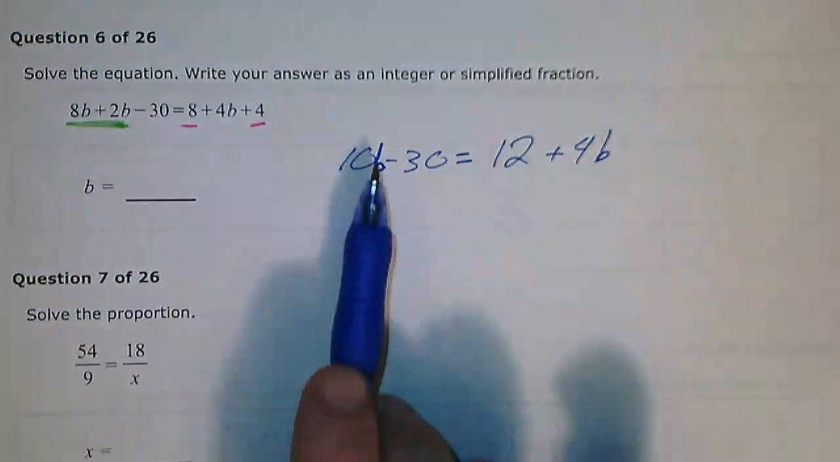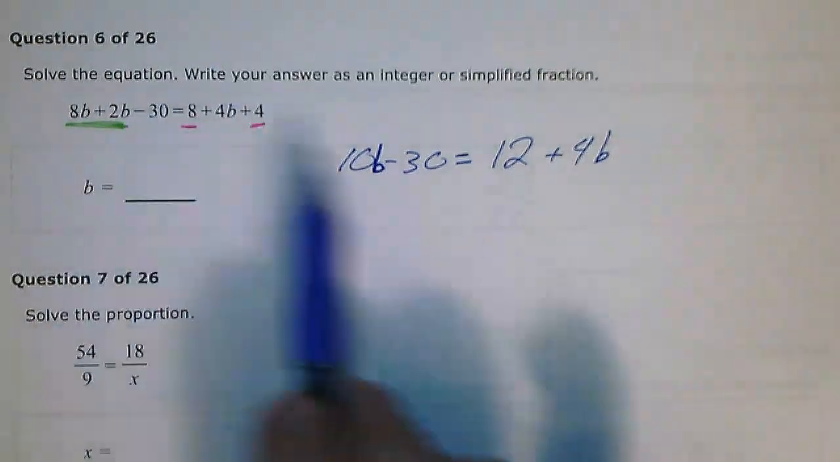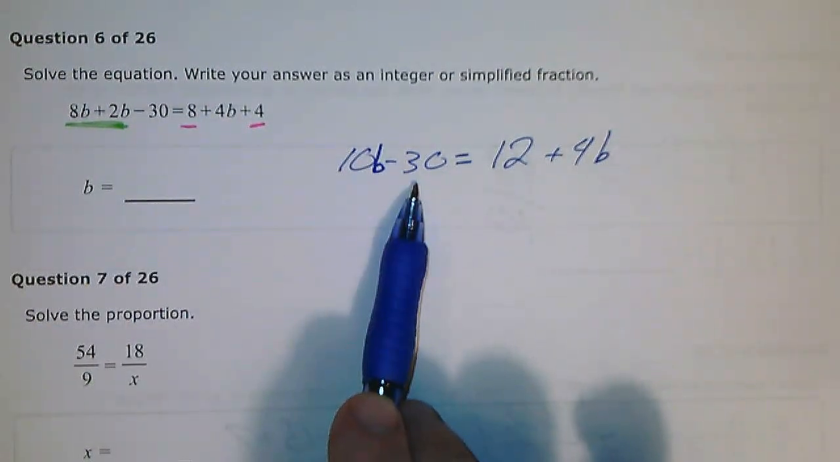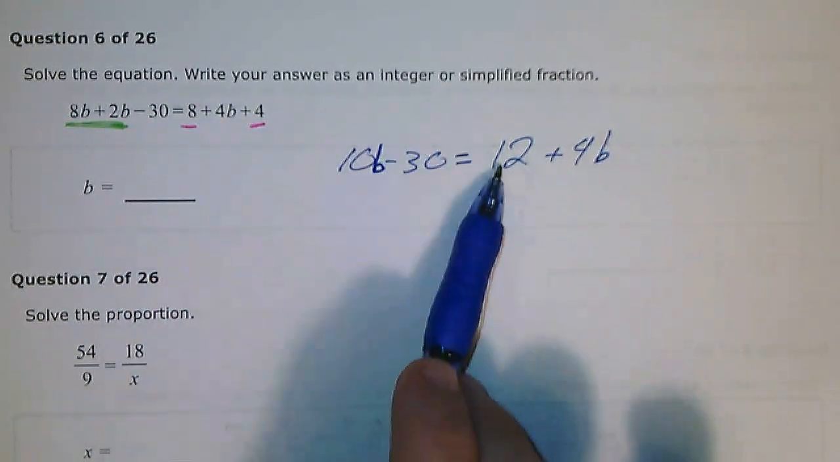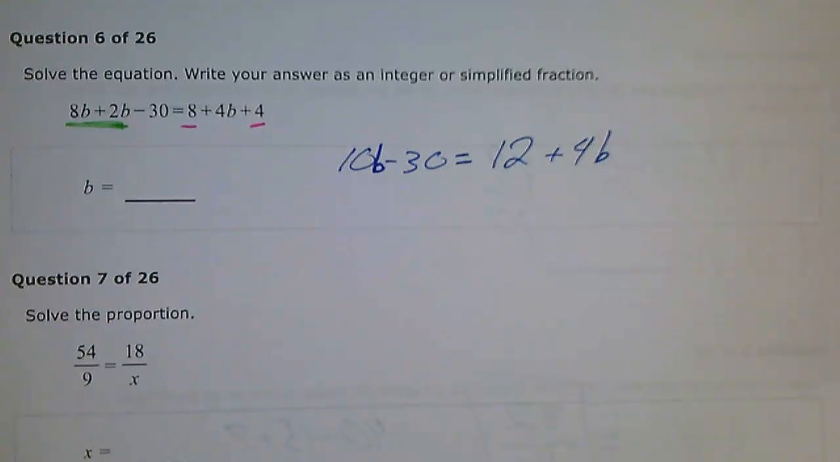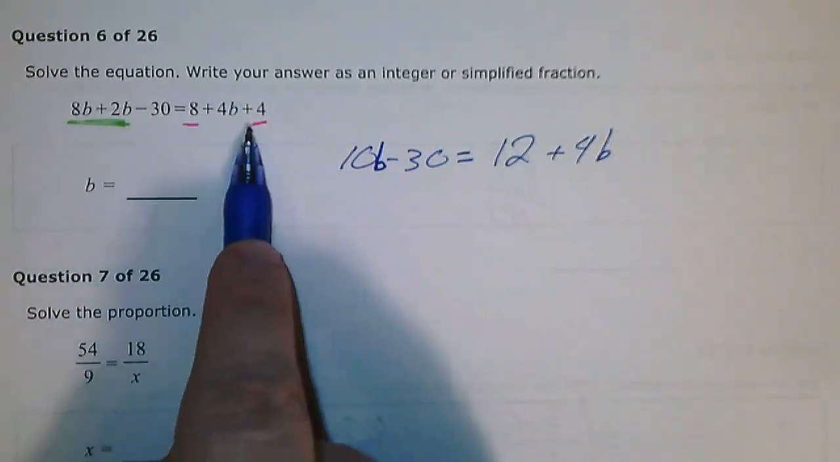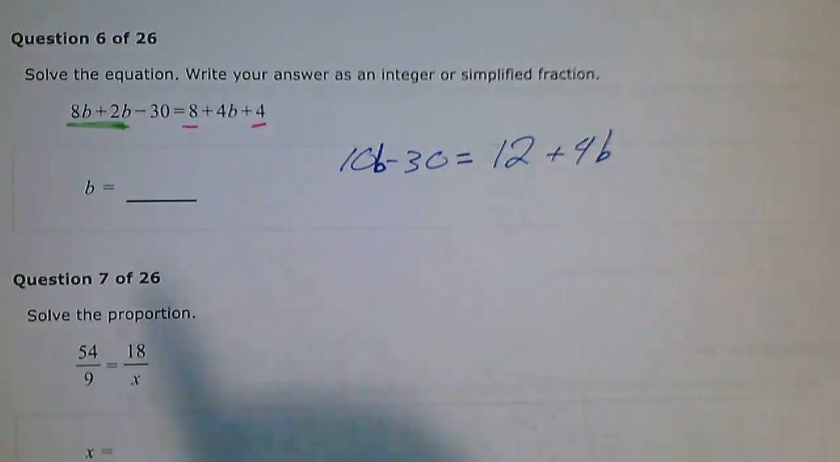Again, 8b plus 2b is 10b. We brought in the minus 30. We haven't done anything to that yet. Equals 8 plus 4 is 12. Bring in the plus 4b. A lot of times students will miss these like terms if they're not next to each other, but just look and see what you have.